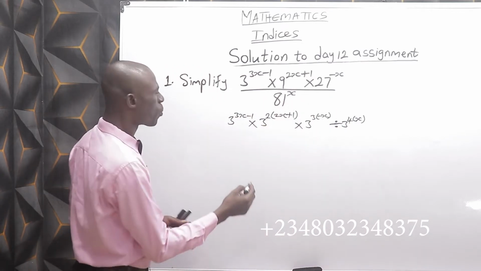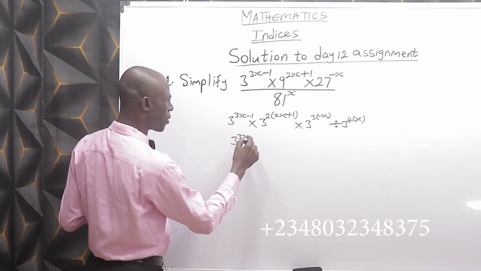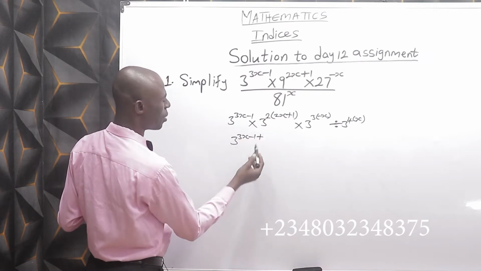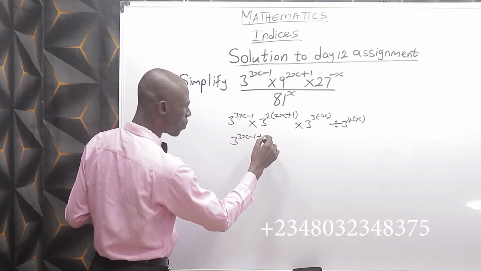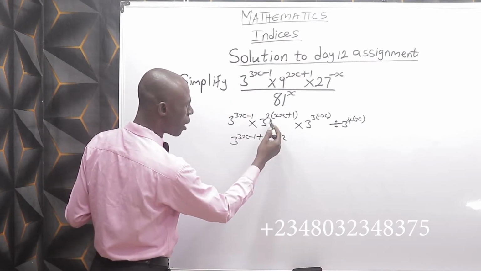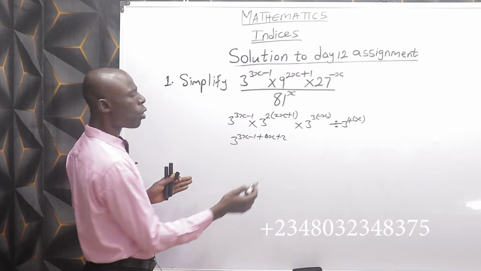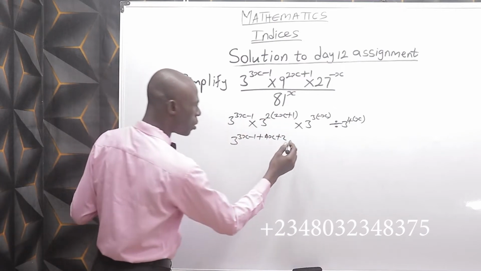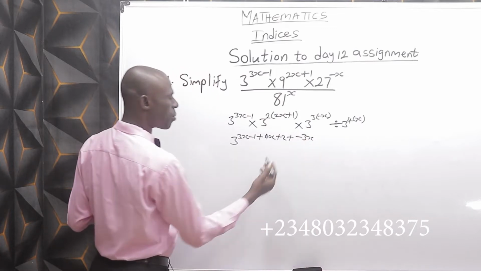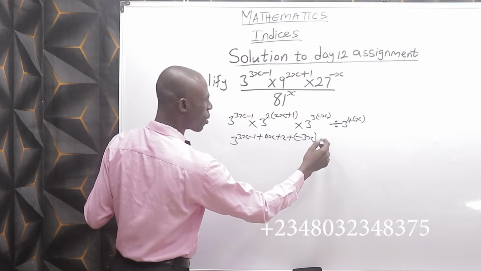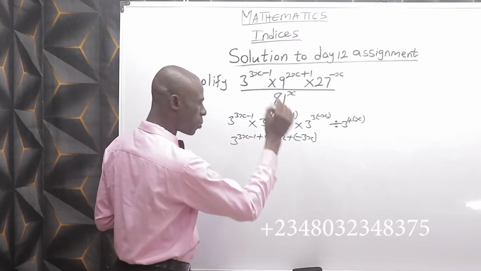Do we understand? So, we go as 3 raised to the power 3x minus 1 plus, this multiplication changes to addition in the exponential area. So, plus 4x plus 2. I open this bracket. This multiplication also changes to addition in the exponential region. So, plus minus 3x. 3 times minus x, that's minus 3x. I bracket it. This division changes to subtraction in the exponential region.